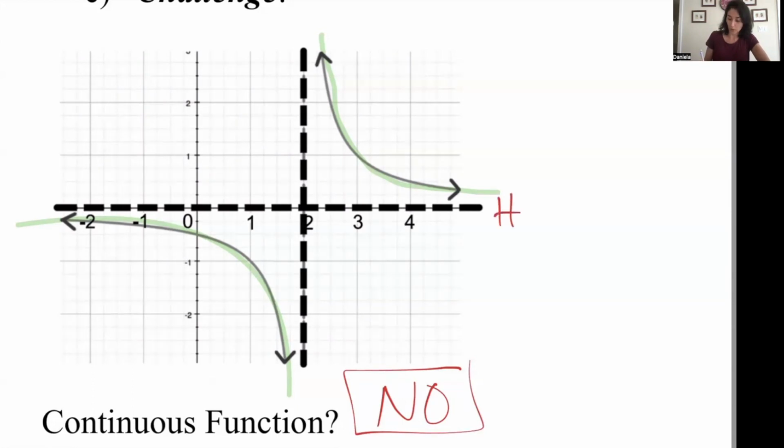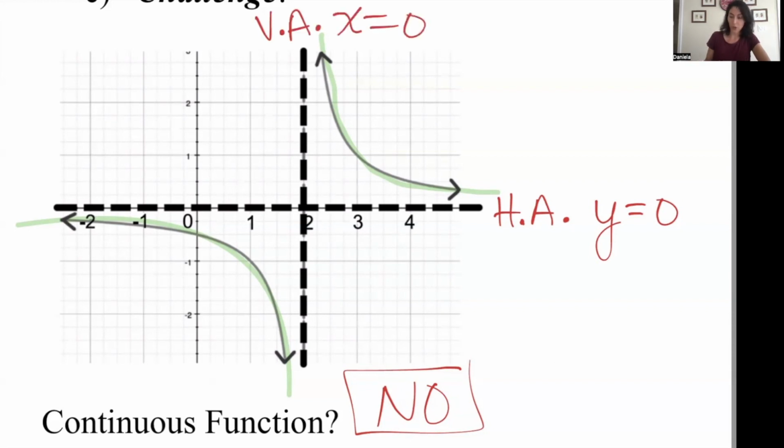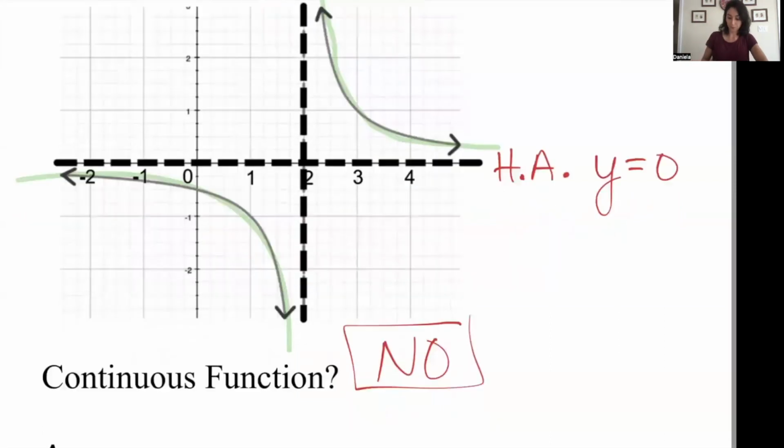Notice there is a horizontal asymptote here at the line y equals 0, aka the x-axis. And over here, there is a vertical asymptote, VA, and that is the line x equals 0. So there's a discontinuity at the x value 0, we would say. Now notice that I didn't talk about the y values. So discontinuities are more about the x values.